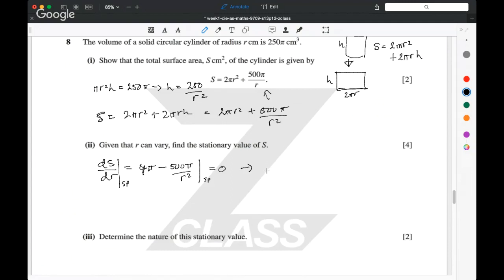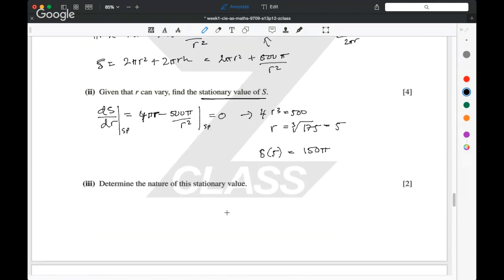And that gives us, so let's see, 4. Oh God, I forgot an r there. Dropping r's all over the place. 4 pi r. So this gives us that 4r cubed is equal to 500. So r is equal to cube root 125, which is 5. And they're asking for the stationary value. So what is S at 5? Well, you put that into your calculator, and you can get the answer pretty quickly.